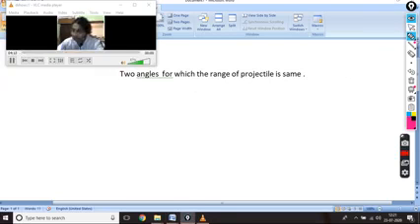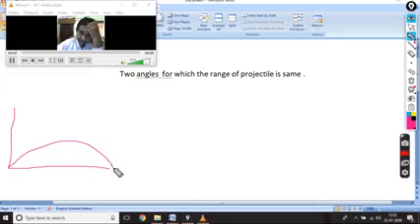Let's start the topic. So let's talk about a projectile motion. This is a projectile. Suppose the projectile is thrown with an angle of theta degrees, okay, with an initial velocity u. This is your x-axis. This happens to be your y-axis. Now, what was the range of the projectile?